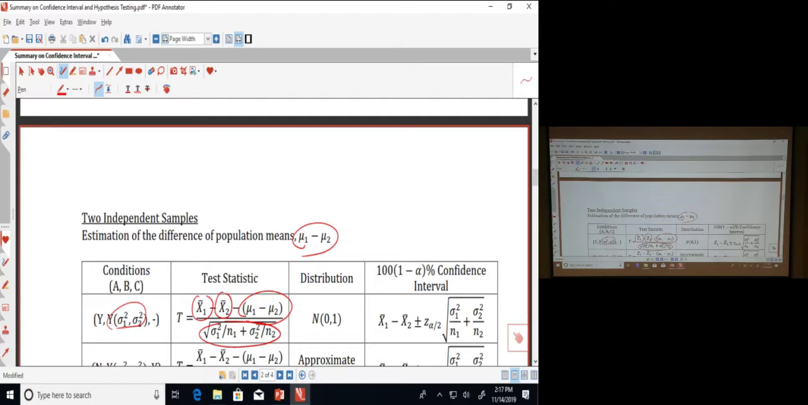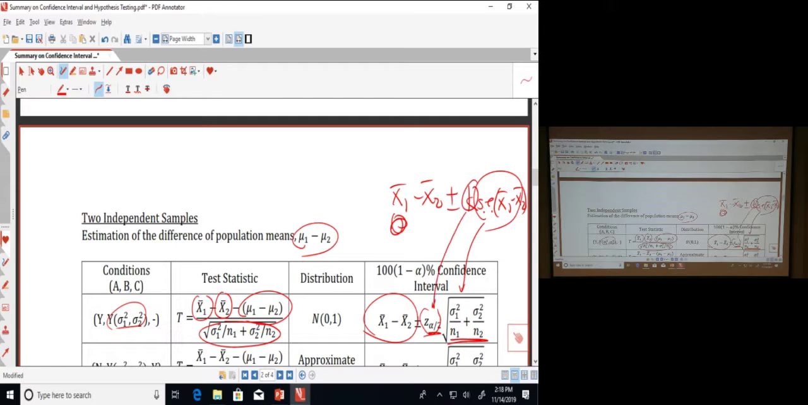All right, so if it's standard normal, obviously this is my test. So this is the quantity, the random variable plus or minus a constant times the standard error. So it's still in this form. This time it's x1 bar minus x2 bar plus or minus a constant times the standard error of x1 bar minus x2 bar. All right, this one is this part. The constant depends on the underlying distribution. And this is the test statistic that we use to estimate mu1 minus mu2. So it's in that form.